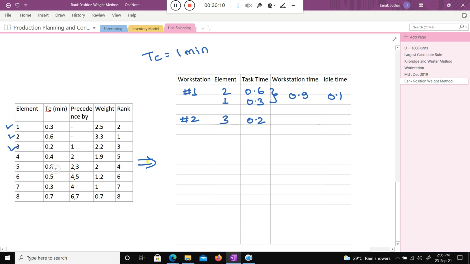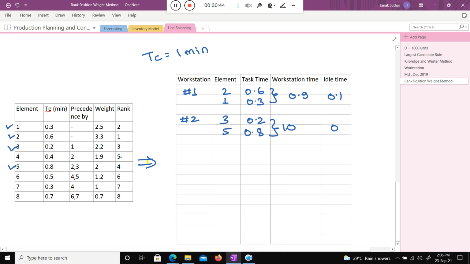Can I allocate, class? Yes, sir. Okay, so here I will write work element 5, and the time is 0.8. So what is the workstation time? It is 1.0 actually, and the idle time here will be 0. This is 1.0, class, don't confuse. Now I completed 3 as well as 5, which means rank 4 is completed.